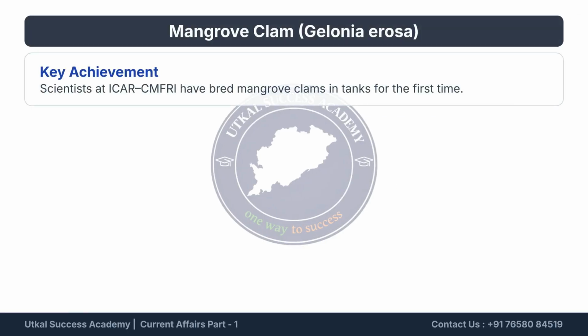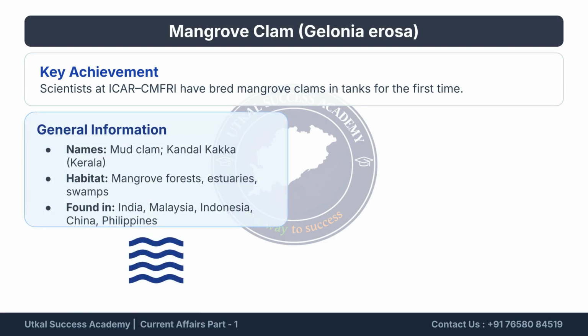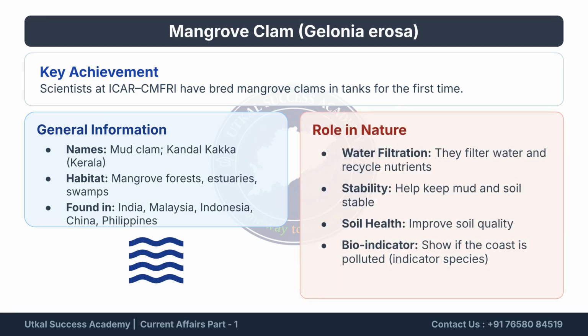The mangrove clam, Gelonia erosa, has been bred in tanks for the first time by ICAR-CMFRI scientists. Found in mangrove forests and estuaries, it acts as a bioindicator, filters water, and stabilizes mud and soil.